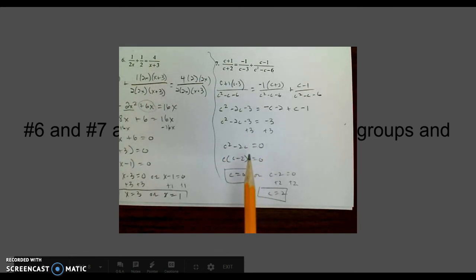We can still solve this using the zero product property. Factor out a common factor of C: C times C minus 2 equals 0. So we end up with C equals 0 and C equals 2.